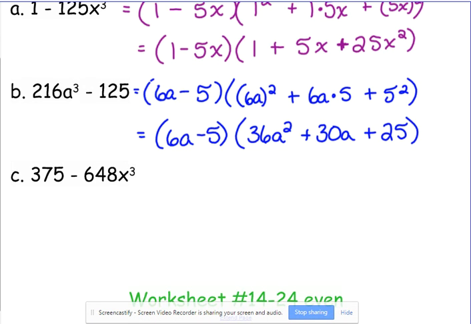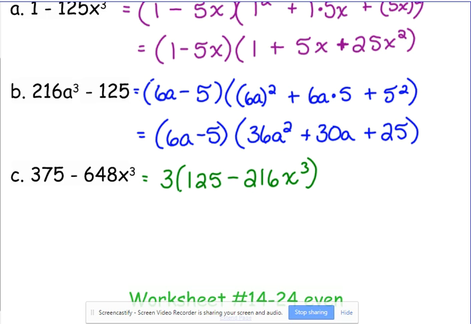Okay, 375 and 648 are not on our list. That means there must be a GCF. I'm thinking 3. Because 3 times 125 is 375, and that gives us 216.